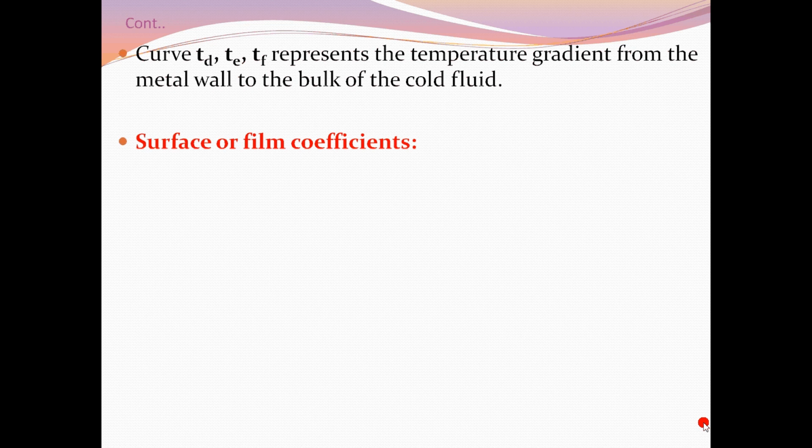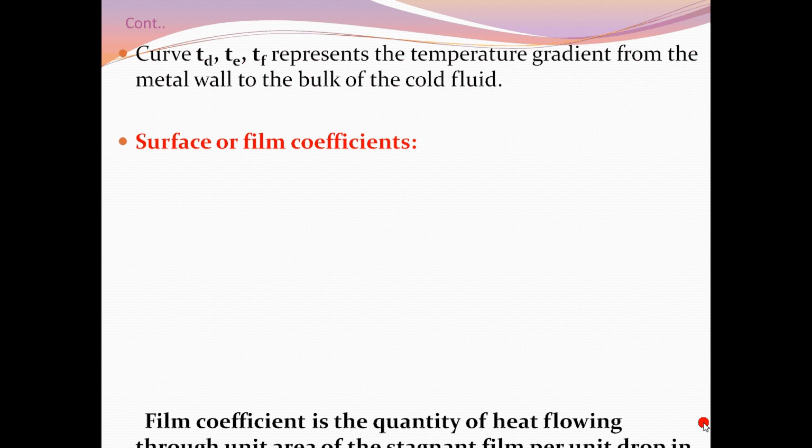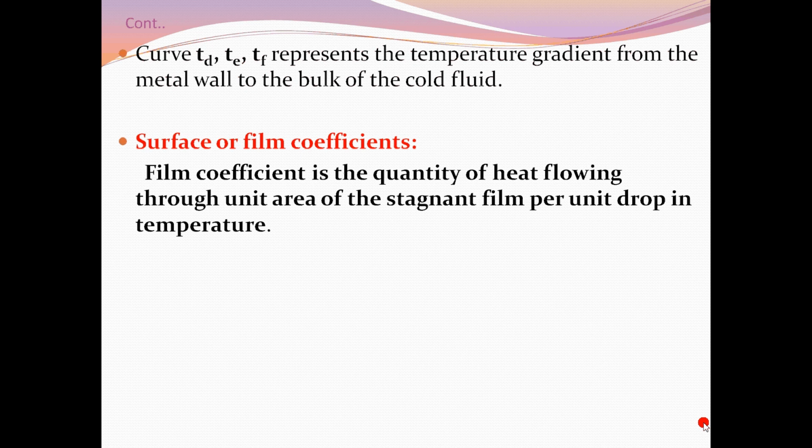Now let us consider the surface or film coefficient. It is denoted as H. The definition is: it's the quantity of heat flowing through the unit area of the stagnant film per unit drop in temperature. Means the heat must pass through the stagnant film, but in unit area, per unit difference in temperature.